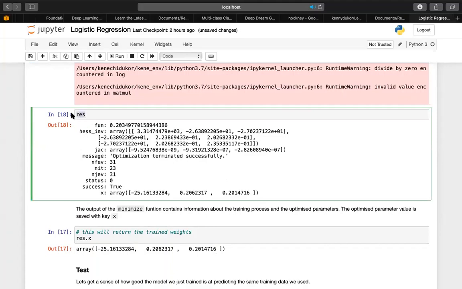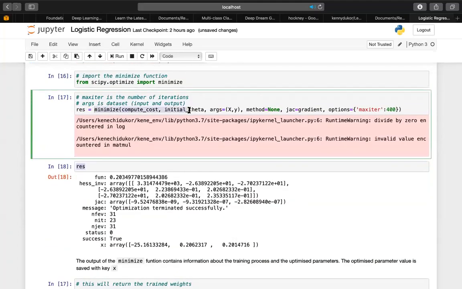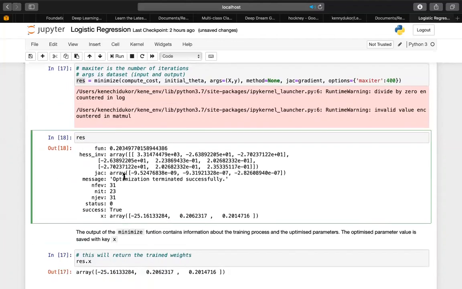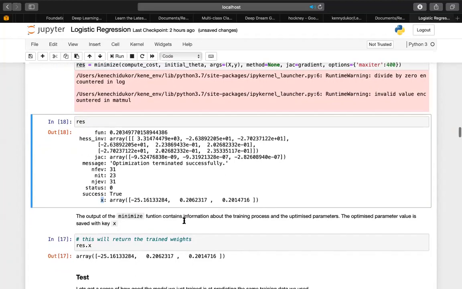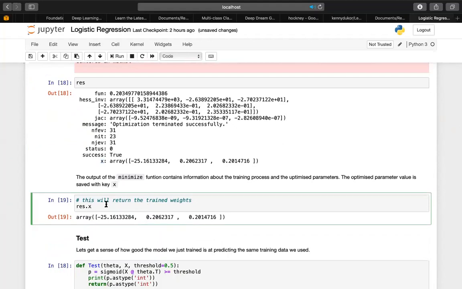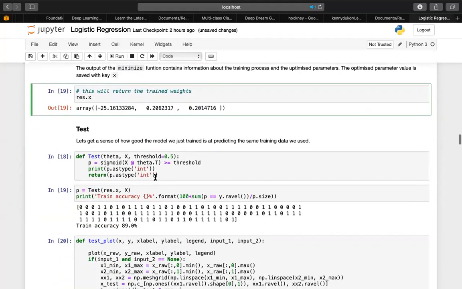Whatever output comes out of this, we are saving into this res. So if we print out res, we'll find that we have a lot of information, but what we need is the x here. So this is the weights. These are the parameters that we would use to make predictions, right? And it's the same thing we have here. So if we want to test this, what it basically means is that we are using these parameters to make predictions.